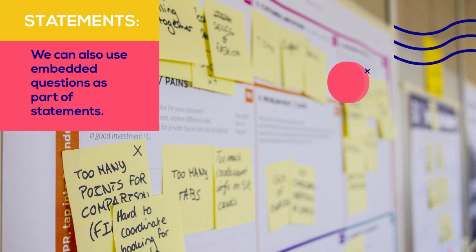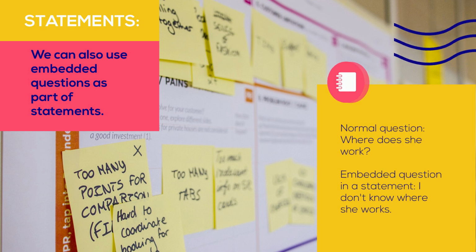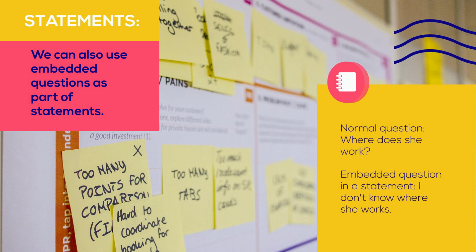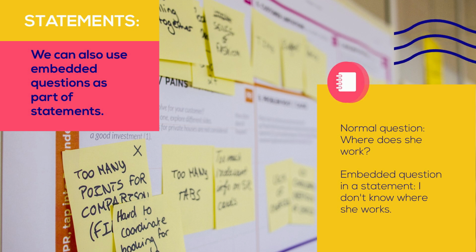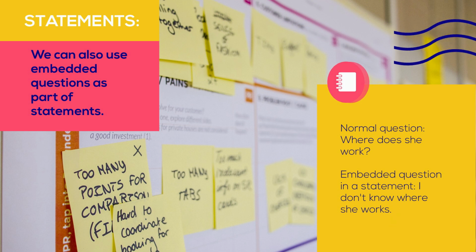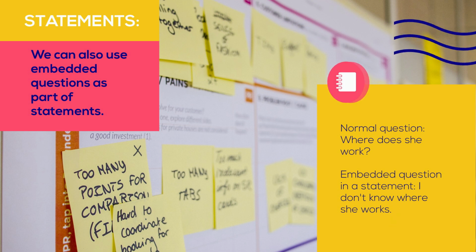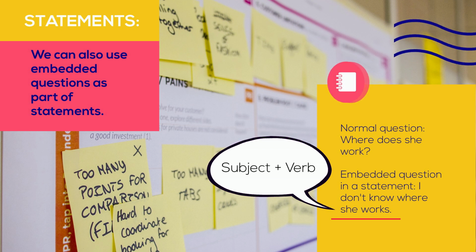We can also use embedded questions as part of statements. For example, a normal question would be, "Where does she work?" The embedded question in a statement would be, "I don't know where she works." Notice that we remove the question mark and we add a full stop instead. Also, we keep the normal sentence order, meaning we use the subject and the verb and not the opposite.